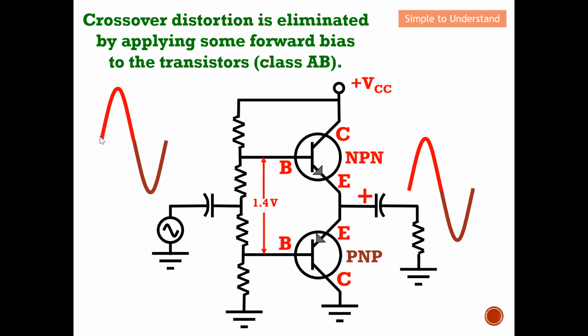As you can see from here, at the input the NPN will be turned on because it is self-biased, as I have a forward bias on the transistor. You can see over here I have a voltage of 1.4, which means that the transistor is actually on. Because of this, I will not have any crossover effect for the class AB amplifier.